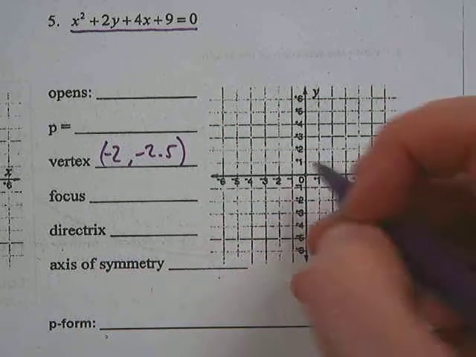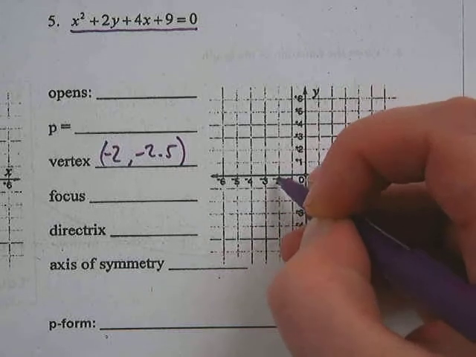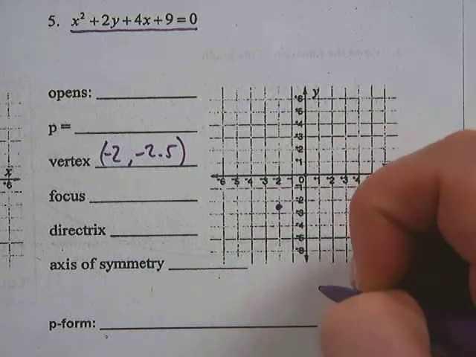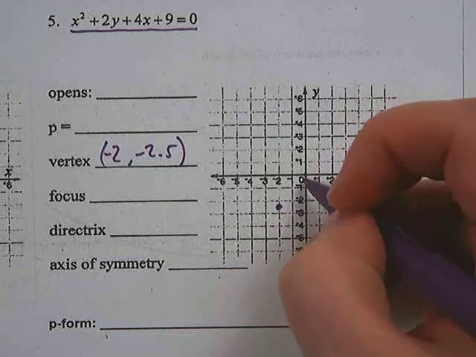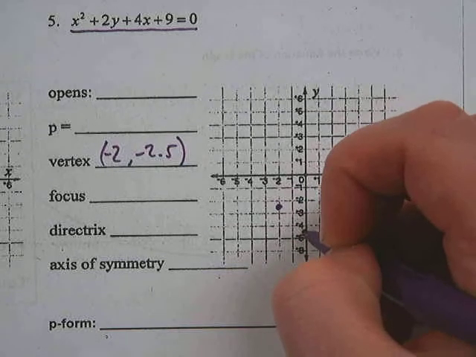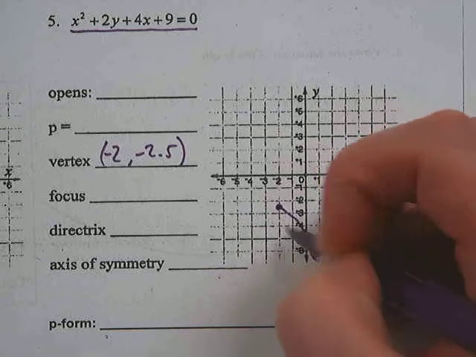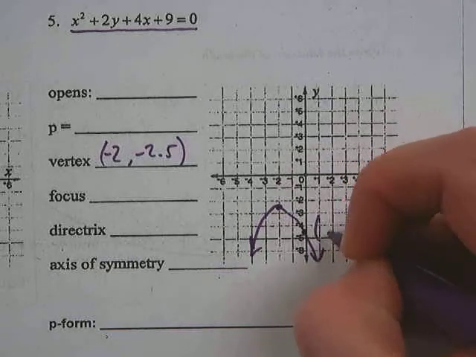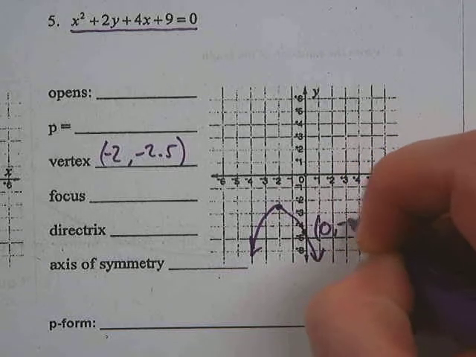Then let's just graph the vertex really quickly. We have -2, -2.5. And it also gives us one other point on the graph. It gives us 0, -4.5. So that's enough to draw our picture. And it doesn't have to be perfect. You have to be able to tell what it is. And we're going to label that really quickly because that will be useful later.